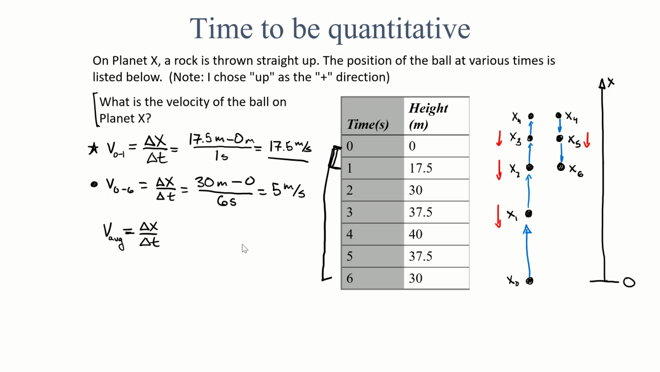If we wanted to know how fast it was going at 4.5 seconds, we would calculate the velocity from 4 to 5 seconds, which would be the change in position over the change in time again. But this time it would be 37.5 meters minus 40 meters, all divided by that 1 second time interval, and that would equal negative 2.5 meters per second, right? Which clearly is negative. It's going in the opposite direction as both of these previously calculated velocities.